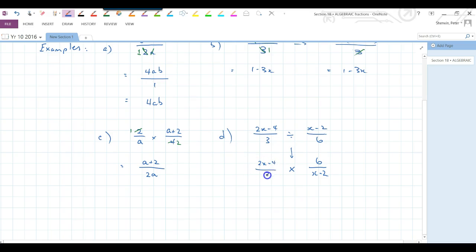I get a lot of questions about that. Yes, this stays the same. It's this fraction here that we reciprocate. Now it's a multiplication question.